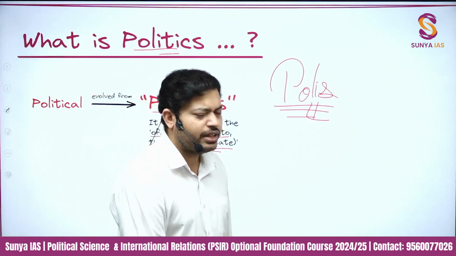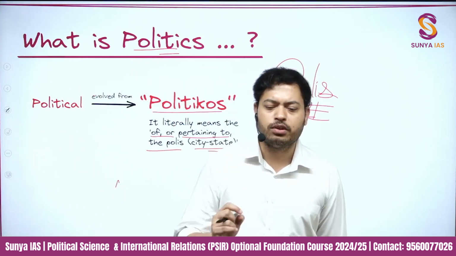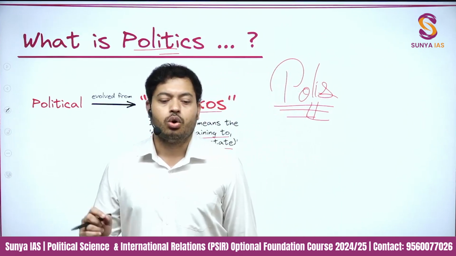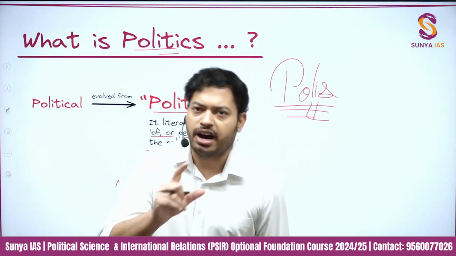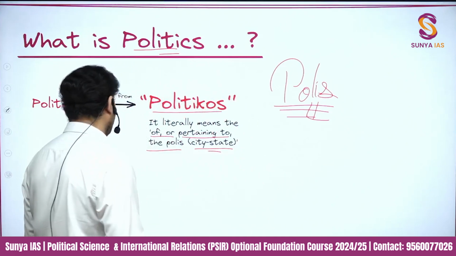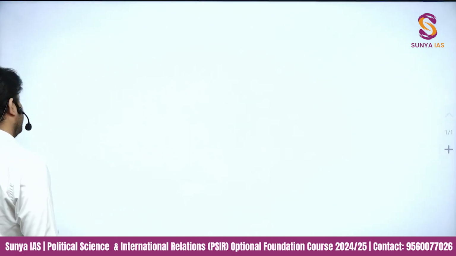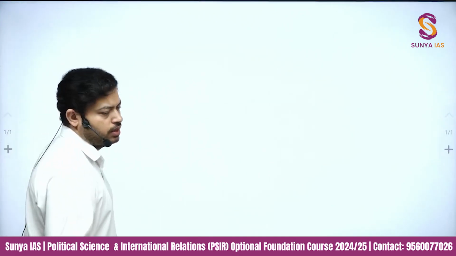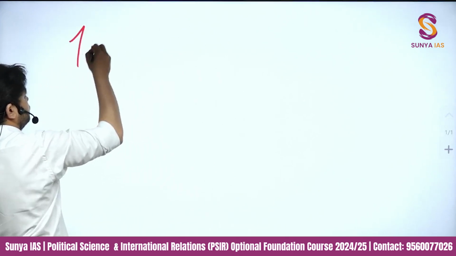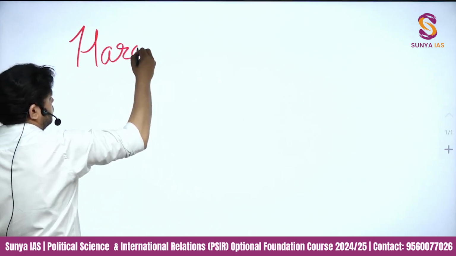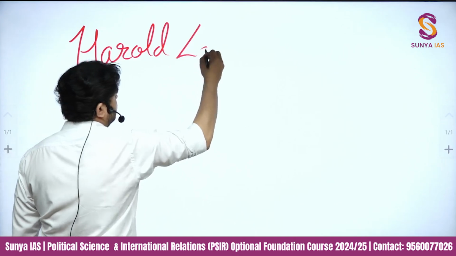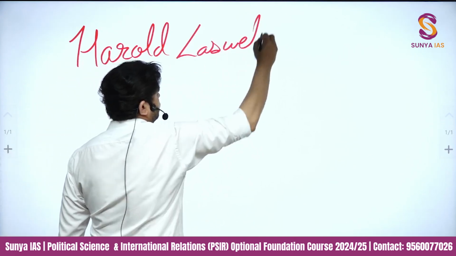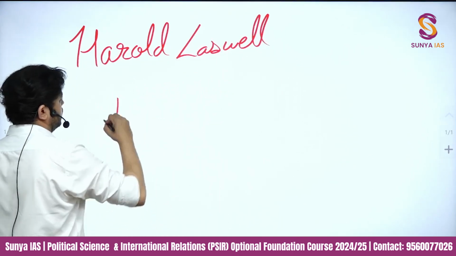So in 1936 he wrote a book. The name of the book was Politics: Who Gets What, When, and How? If you see your handout, it's already written, but let me write it down on the board itself. So Harold Laswell wrote a book, Politics.